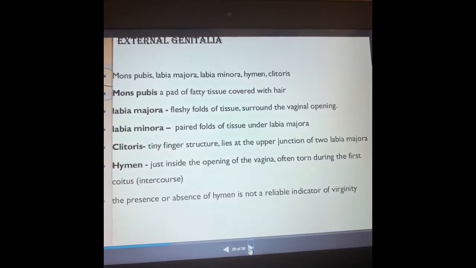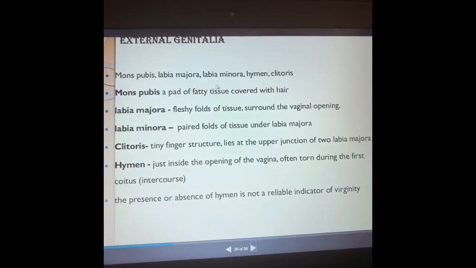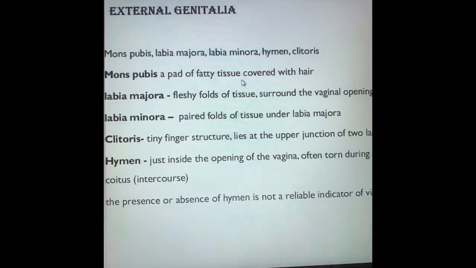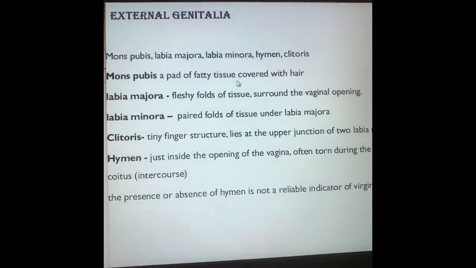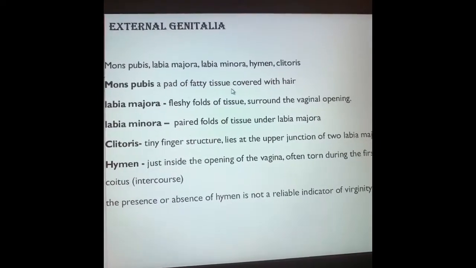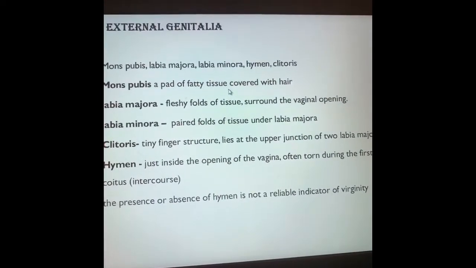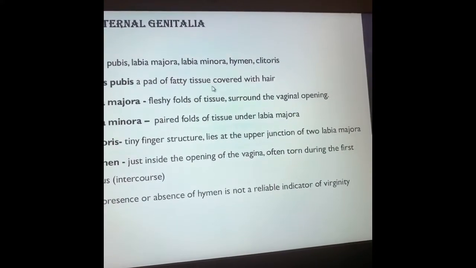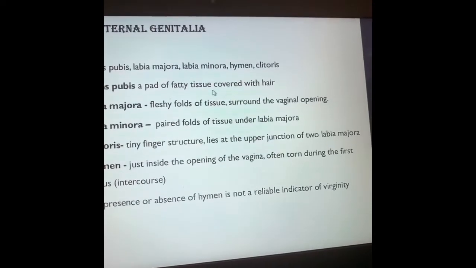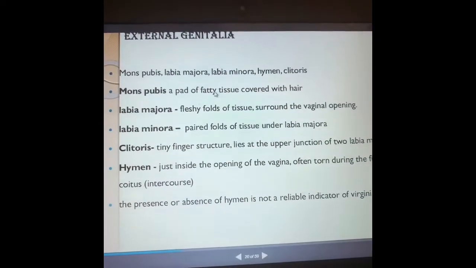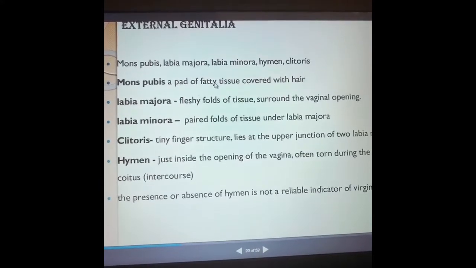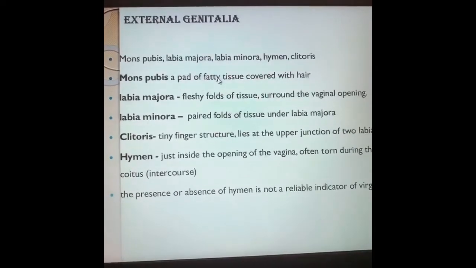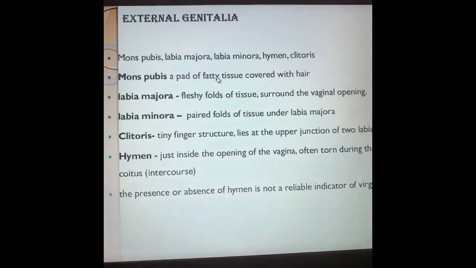Talking of the external genitalia: the mons pubis, labia majora, labia minora, hymen, clitoris. The mons pubis is fatty tissue covered with hair, then the labia majora, then the labia minora, then the clitoris, and then the hymen, which is often torn during the first coitus. The presence or absence of the hymen is not a reliable indicator of virginity. This is so because many times it has been found in sportspersons that the hymen has already been ruptured. If you have undergone some robust activities, the hymen gets ruptured.